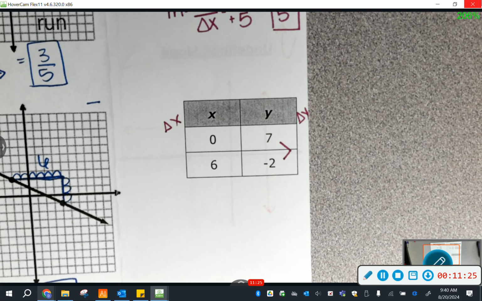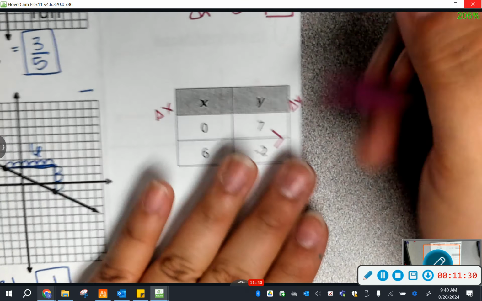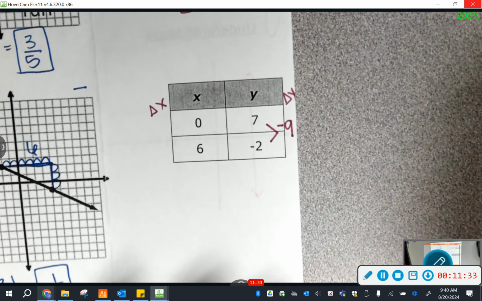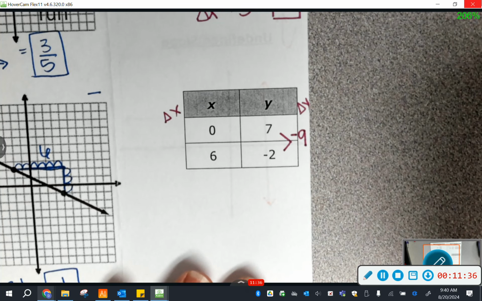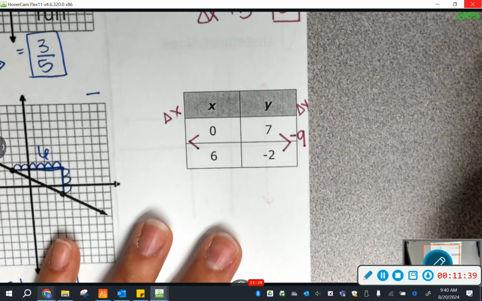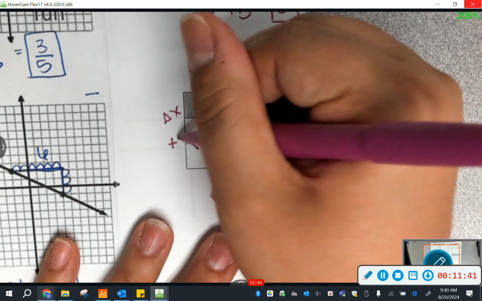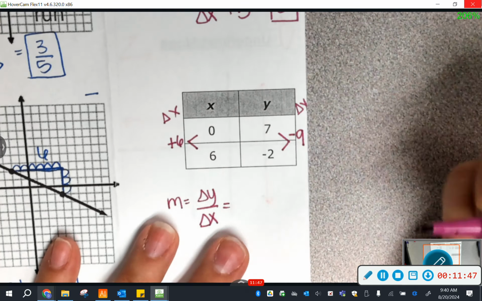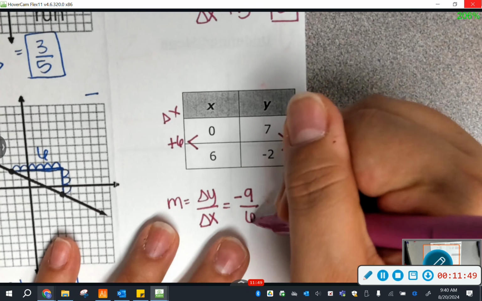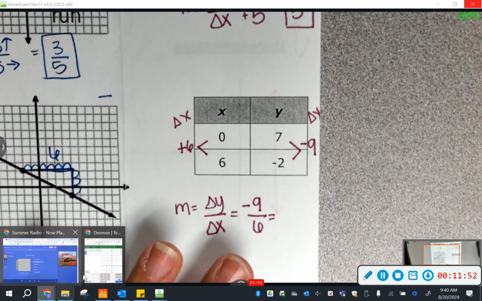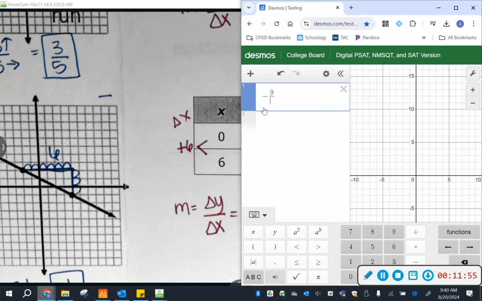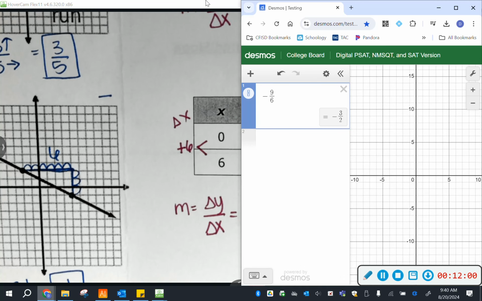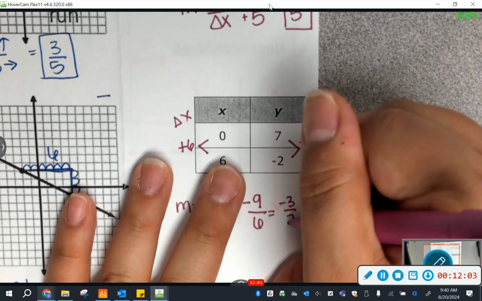How did y'all go from 7 to -2? Minus 9. That makes sense? How do you go from 0 to 6? Plus 6. And then how do I find my slope? Delta y over delta x. -9/6. And then, of course, check it in your calculator. I do not want a decimal. And the answer was what? -3/2.